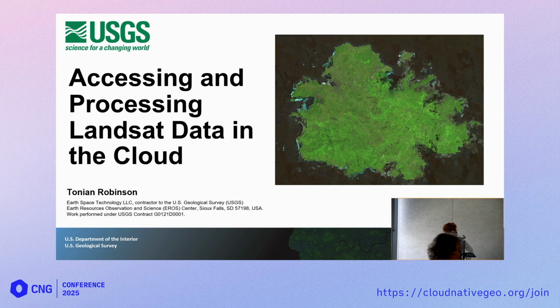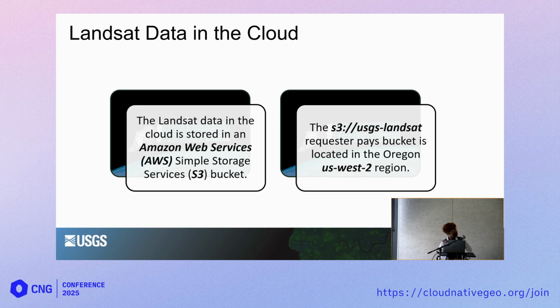So let's get started. Yes, Landsat data is in the cloud. We are in AWS in an S3 bucket called USGS-Landsat, unless you're looking for level 3, then it's USGS-Landsat-level 3. It requires direct requester pays to access the data, and it is in the US West 2 region.